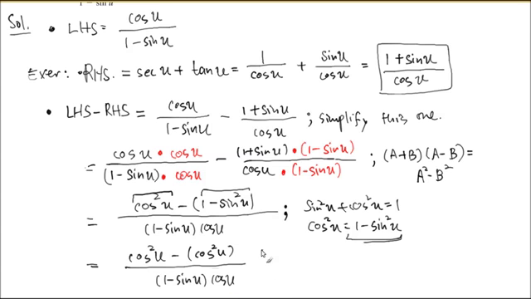Right? Then what do you see? Cosine squared u minus cosine squared u? 0. Whatever is in the denominator, numerator 0 is 0, as long as the denominator is not 0. So what happened?